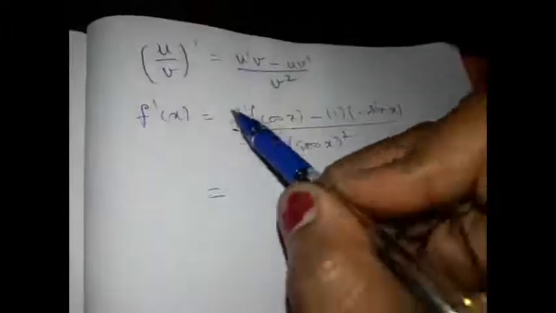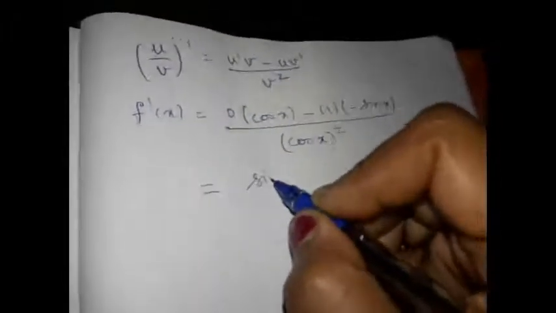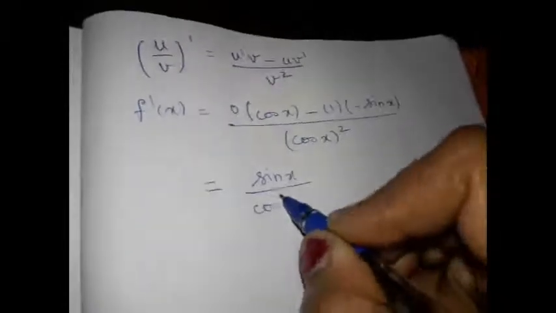We have chosen it as cos x. So cos x the whole square, which is equal to, this term is entirely going to become 0. Minus into minus, it is plus sin x divided by cos square x.